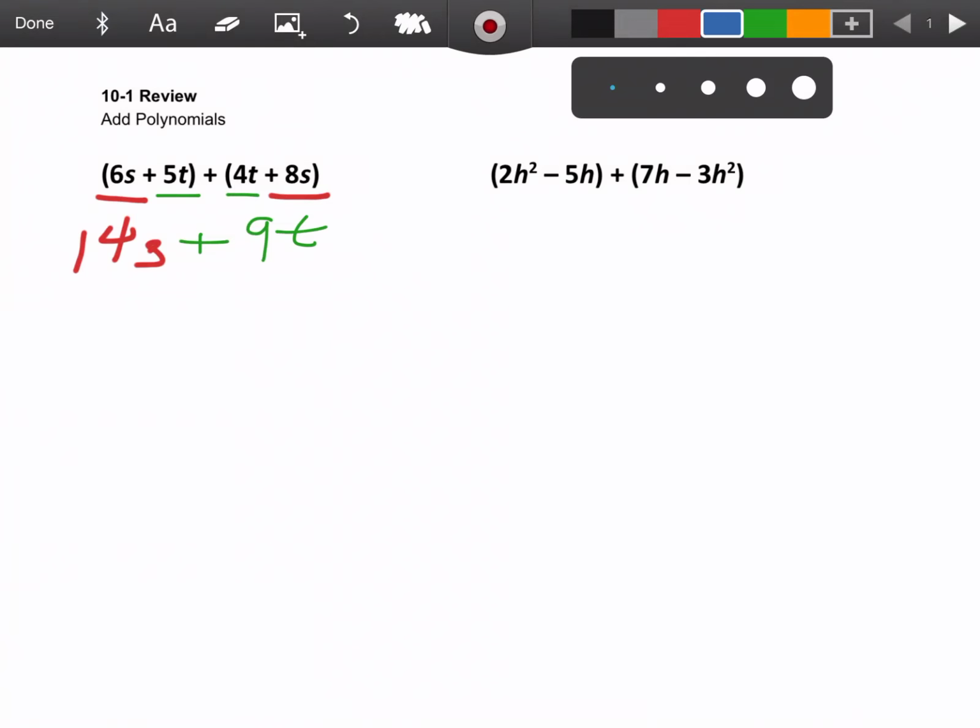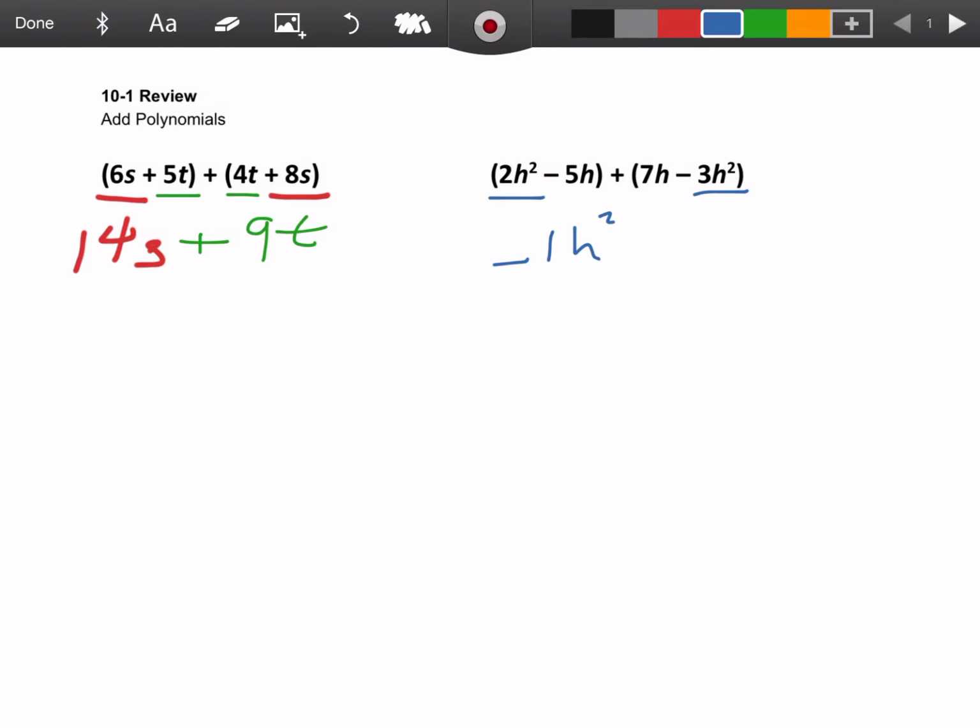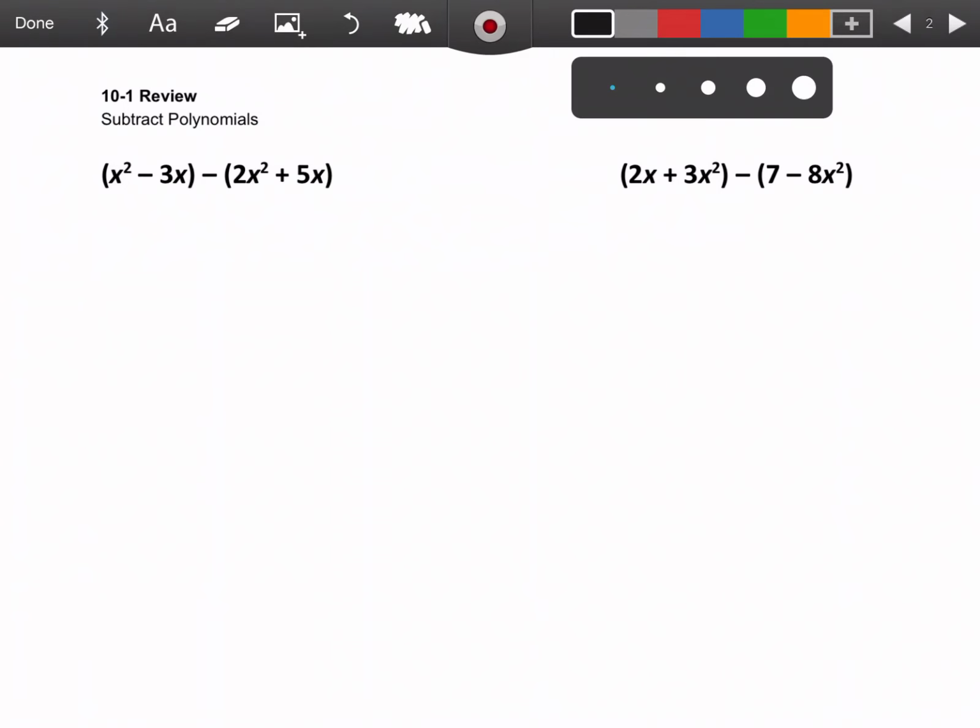Next one, make sure that you realize that they're not written on the same side, so it would be 2h squared minus 3h squared, and that would give us a negative 1h squared. And then here we'd have a negative 5h plus a 7h, negative 5 plus 7, that would give us a positive 2, so this would be plus 2h. Okay, give you a little time to write that down, then we'll move on to some other examples here.